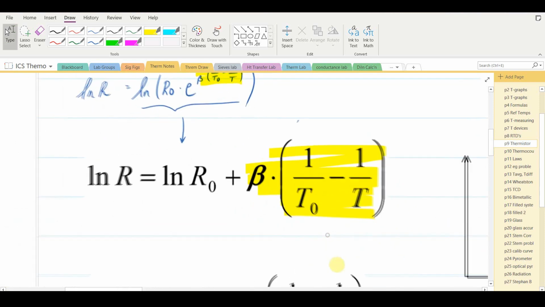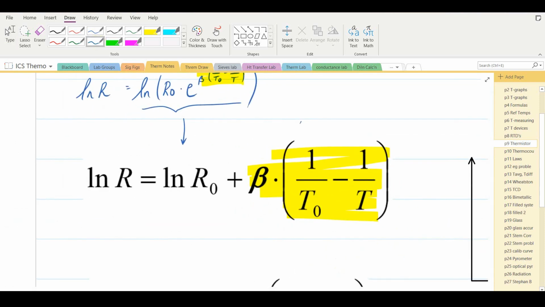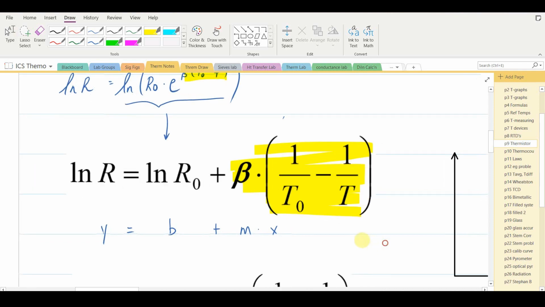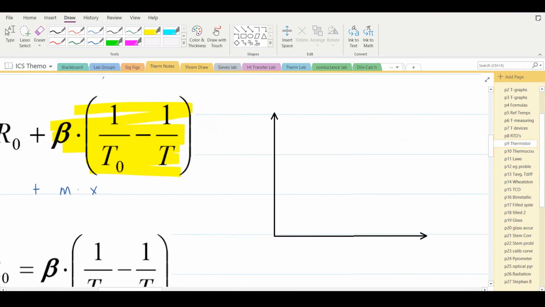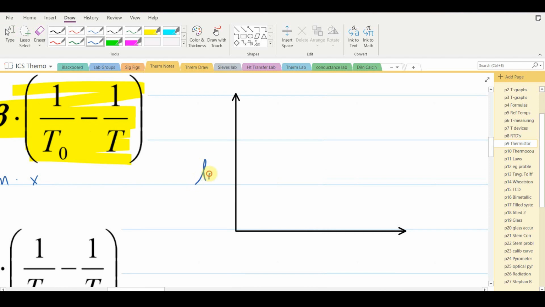So this clearly then is the equation of a straight line. y is equal to m, our temperature coefficient, times x plus b. So we could plot this and expect a linear relationship. If we plot the ln of R versus 1 over T sub 0 minus 1 over T in Kelvin, we can expect to get a relationship. It'll be a straight line, but it will have a negative slope and look something like this.